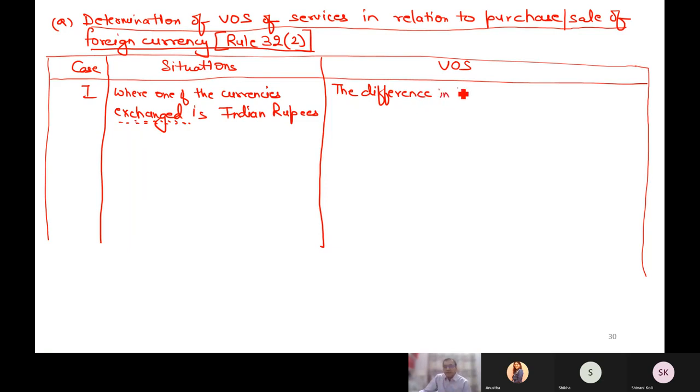So the difference in the buying rate or the selling rate. Any one thing will happen, either you are buying or selling, so both will not be there. Either you will have a buying rate or a selling rate, whatever is the case. So this difference is between what? Between this rate and the RBI's reference rate for that currency.